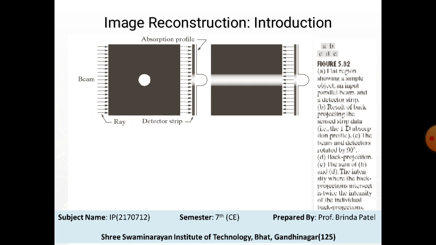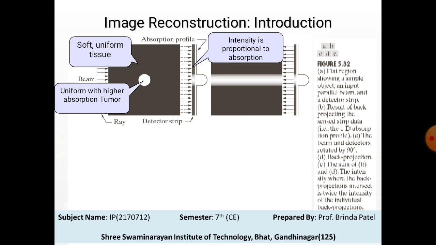Using a strip of X-ray absorption detectors on the other side of the region yields a signal, the absorption profile, which is shown here. Here the intensity is proportional to the absorption. We may view any point in the signal as the sum of the absorption values across a single ray in the beam. The beam corresponds spatially to this point, so it is referred to as a ray sum.